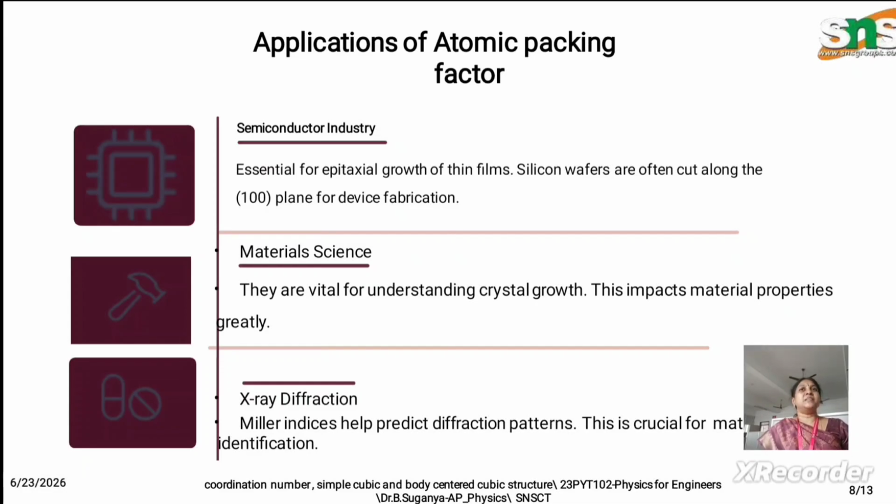for device fabrication. In material science, they are vital for understanding crystal growth. This impacts material properties greatly. And for X-ray diffraction, it plays a very important role in research. Miller indices help predict diffraction patterns. So what pattern can we identify using Miller indices? This is crucial for material identification.